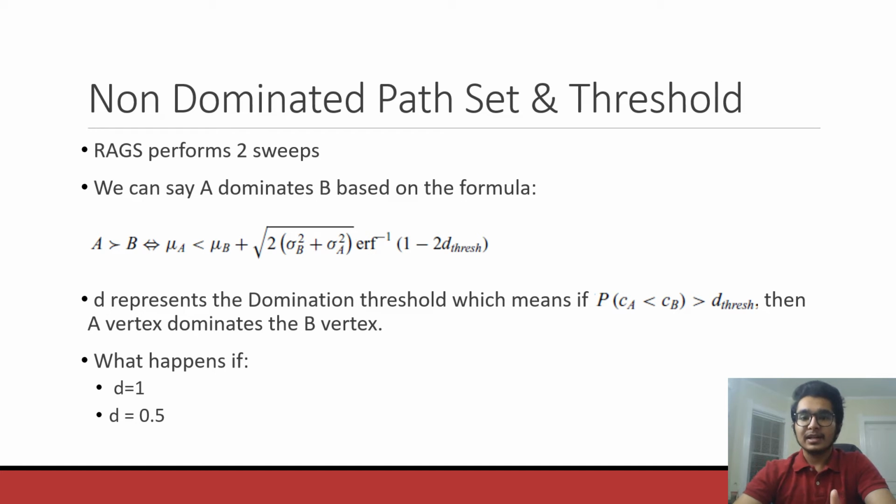So the natural question arises, what happens in the above equation if d equals 1? When d equals 1, the number of dominated paths tends to 0. Also, if d is equal to 0.5, then the non-dominated path set reduces to the paths with optimal mean cost. Also, in the range of 0.5 to 1, there's a guarantee that an A-star algorithm path would lie in it. So now let's look into the pseudocode to have a better understanding of how this code works.